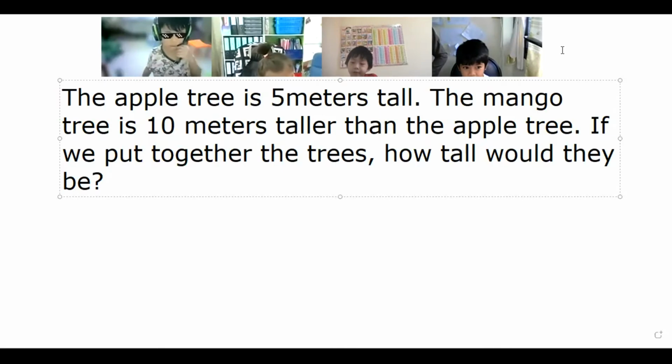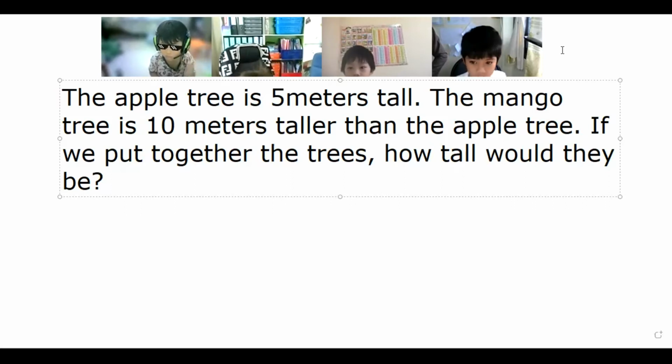First, number one, you have to find out what are the numbers given. And number two, what is being asked? And number three, what are you going to do? How are you going to solve the problem? And number four, you have to solve the problem.